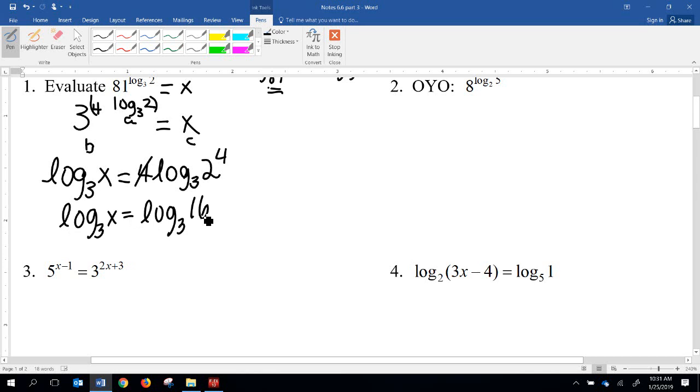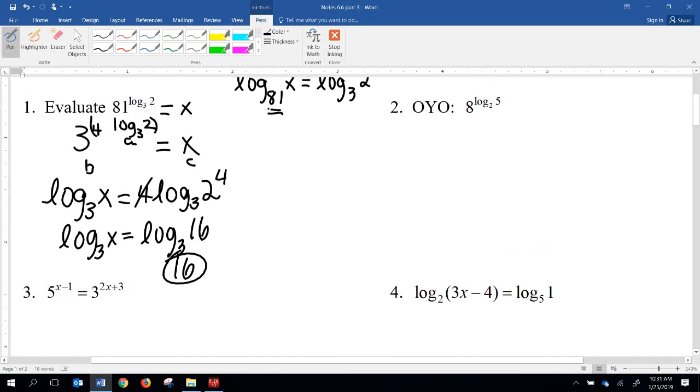Now, here's something I'm going to stress. I do not write x equals 16. In the original problem, is there an x in the original problem? No. We just put the x there ourselves. So we don't want to say x equals. That would be confusing. We're actually saying this answer is just 16. Don't put x equals.